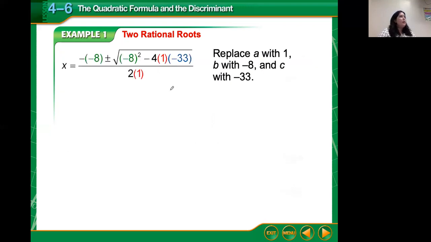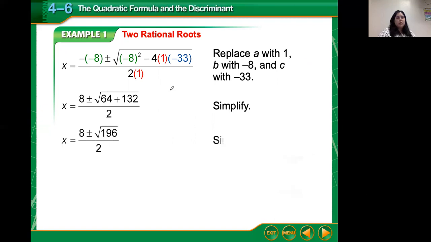So on the previous slide, we identified a is 1, b is negative 8, and c is negative 33. So we substitute these values in. And we're going to go ahead and simplify so that we have positive 8 plus or minus the square root of 64 plus 132 all over 2. So we're going to simplify again to get 8 plus or minus the square root of 196 over 2. 196 is a perfect square of 14, so we have 8 plus or minus 14 over 2.